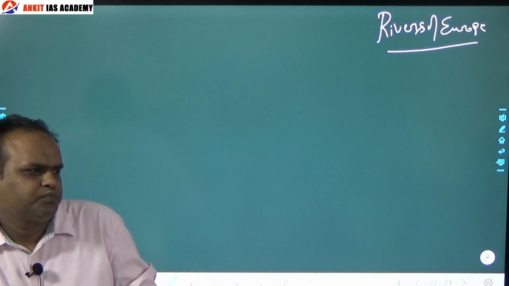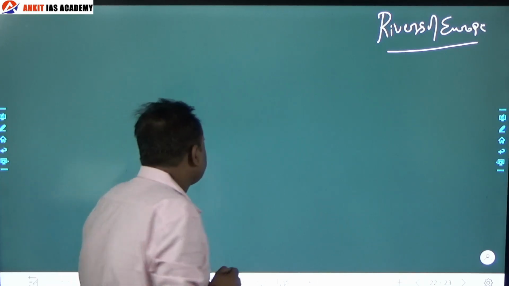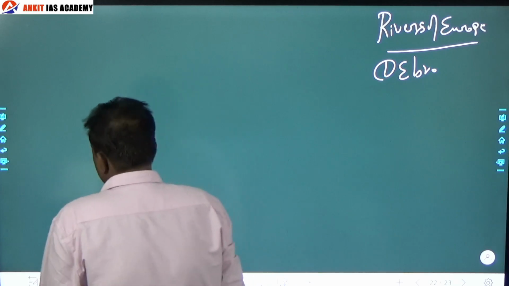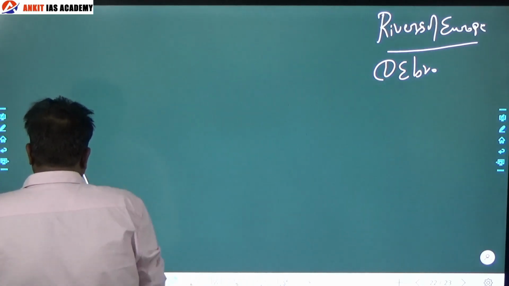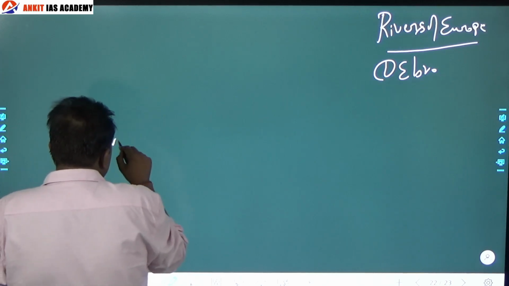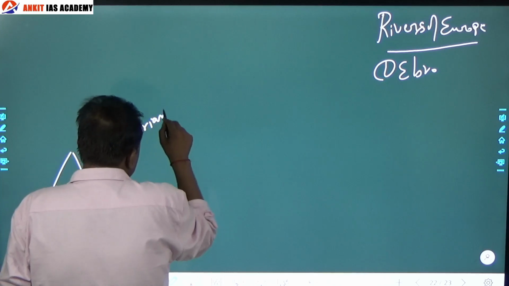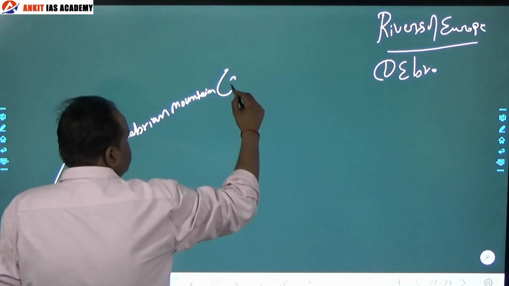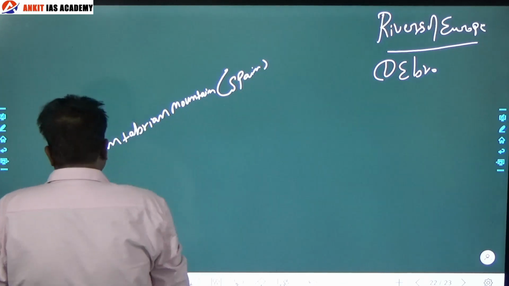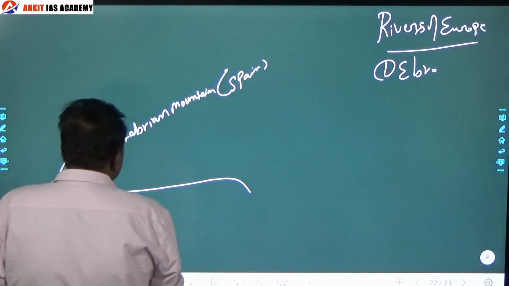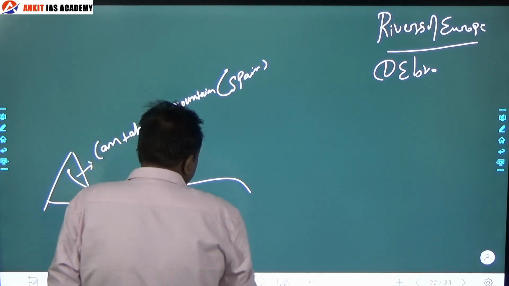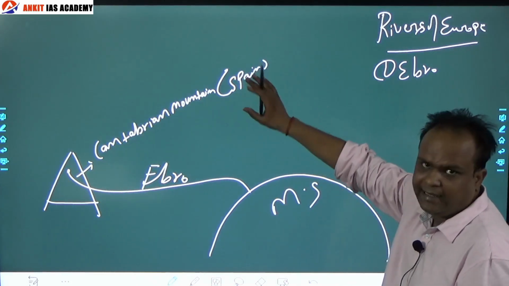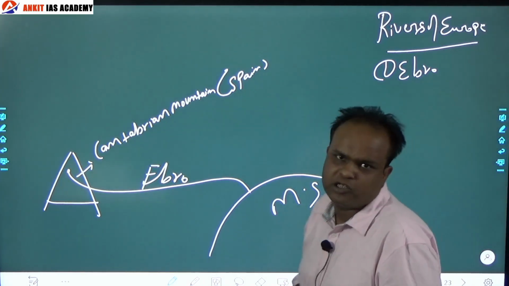Rivers of Europe. Number one, Ebro. It originates from Cantabrian Mountain and drains into Mediterranean Sea. Cantabrian Mountain is located in Spain.